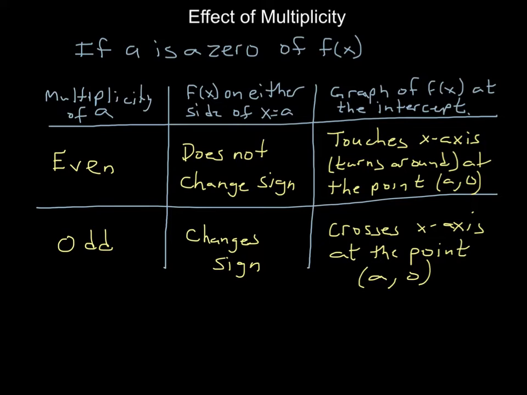But the end result is that when you have an odd multiplicity, the graph of the polynomial is going to cross the x-axis at the point (a, 0). So I can use those to help me out. If I'm trying to sketch a polynomial and I know the multiplicity of one of the zeros is 2, I know it's just going to touch the x-axis there and then go back up. Whereas if I know it's 3, I know it will end up crossing the x-axis.